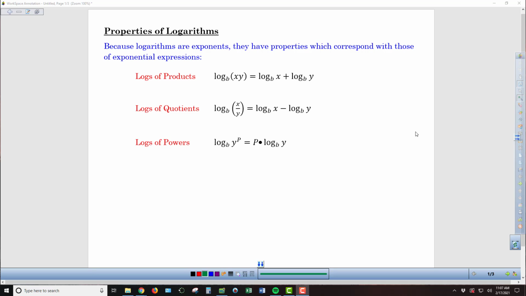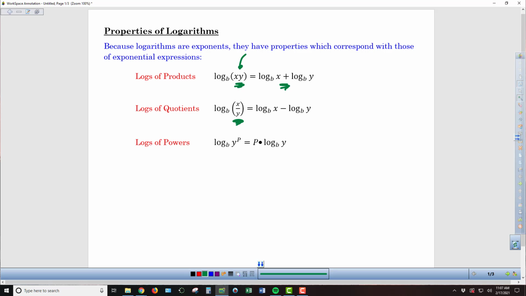So here we see our log properties again. So the log of products we can separate out into the log of the sum of the two elements of the product. So if I have x times y on the inside, I can separate it into log of x and then log of y being added together.